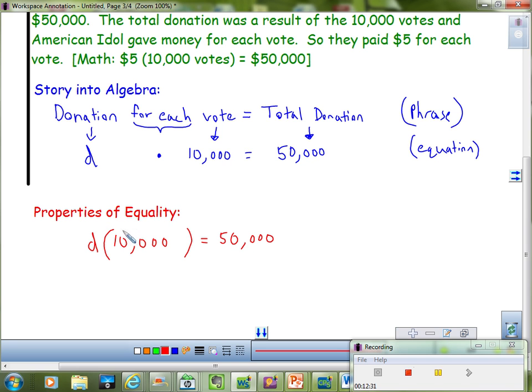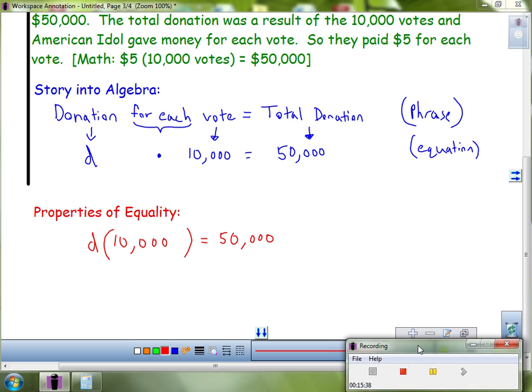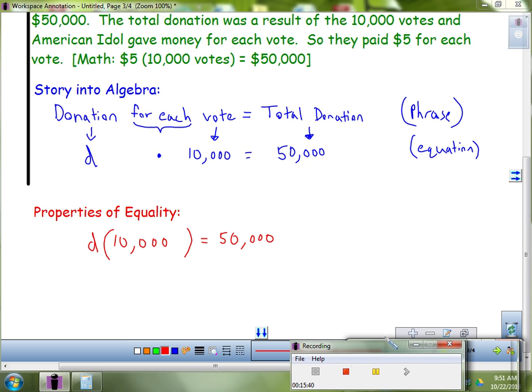Properties of equality is what you did in your Know It notebook to prepare you for this. Right? Does anybody know what properties of equality are, or how you use that, or what it means? It has something to do with equal. Good job, because it has equal in it.